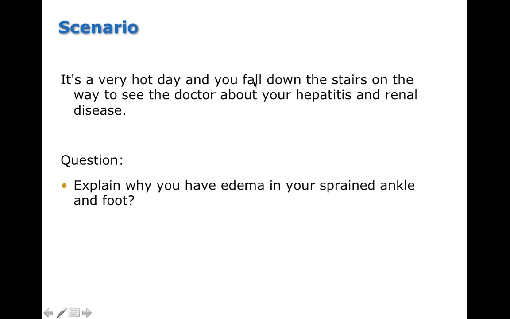Another side of this too is you could just say that the fall in and of itself caused the swelling in the ankles and the feet, depending on how they fell on the stairs. We don't know for certain from the scenario if it's the fall that caused the swelling or if it's the hepatitis and renal disease. But we already talked about the relationship of inflammation due to damage and the swelling or edema you see with that.